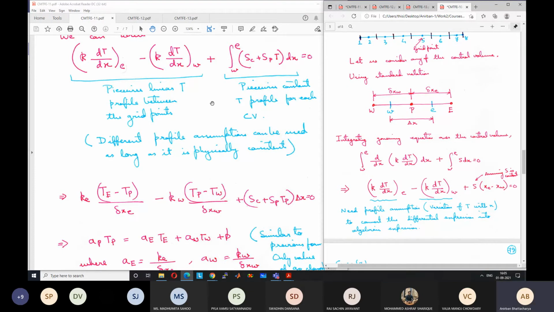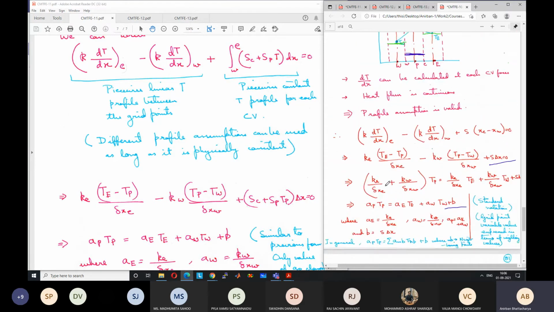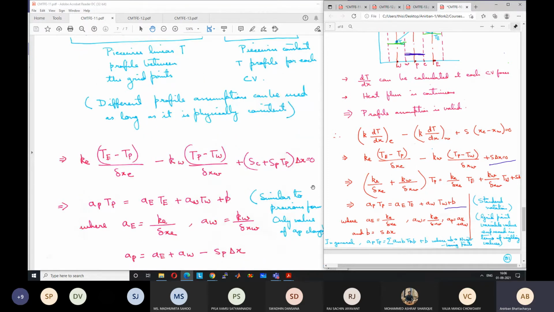So after performing the integration and taking the profile assumption, we are left with this form of the equation: Ke into (TE minus TP) by delta Xe, minus Kw into (TP minus TW) by delta Xw. Now we know how to take Ke and Kw, and delta Xe and delta Xw are known. It's the same form of the equation, only instead of S into delta X, now we have Sc plus Sp Tp, because for this control volume from W to E, T is equal to TP, since we have taken constant T. So we can integrate it as SPTP into delta X, equal to 0. This is the only change as compared to this.